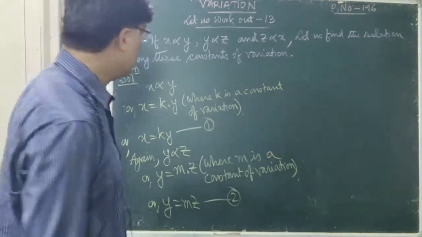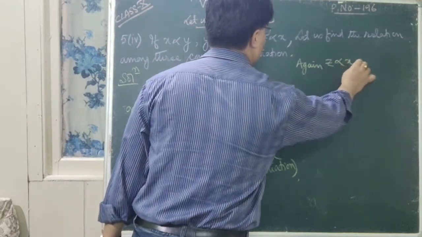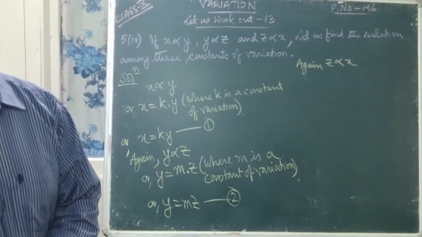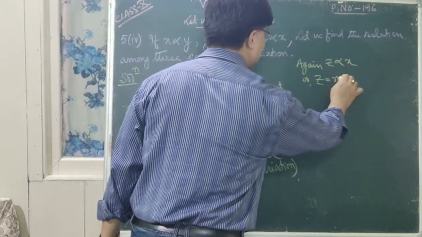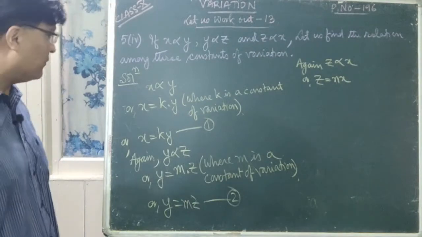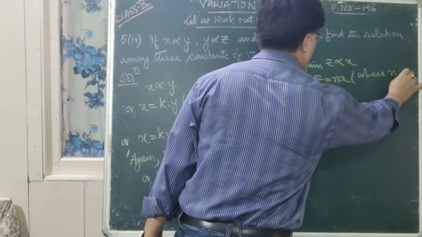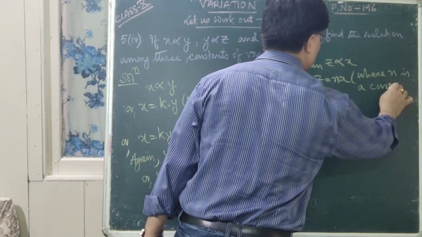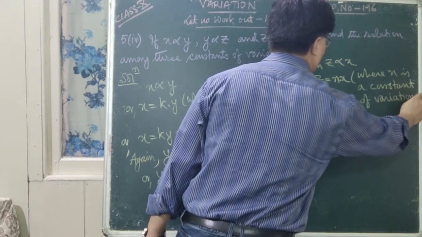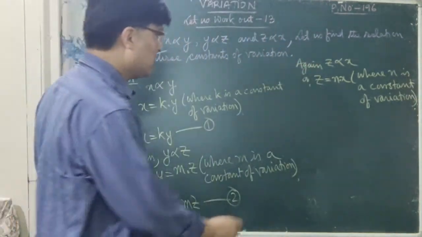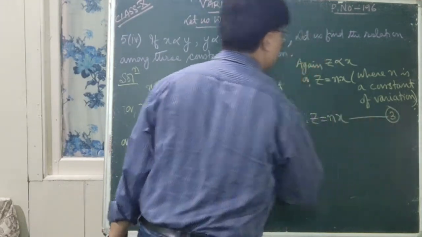And the next one is z proportional to x. So here also you have to convert this proportional sign into equality sign. Or z is equal to n into x, where n is a constant of variation. That is z is equal to nx. So let us mark it number 3.